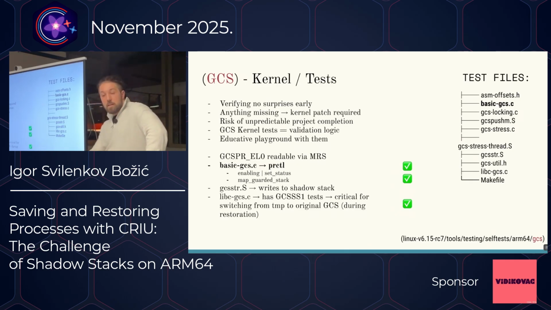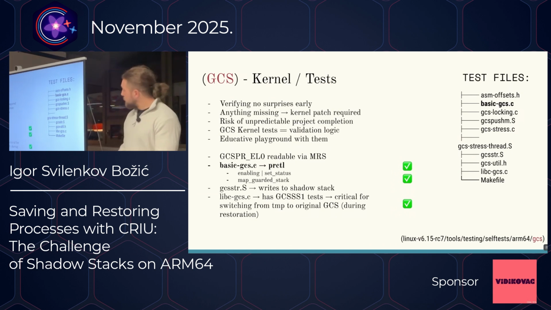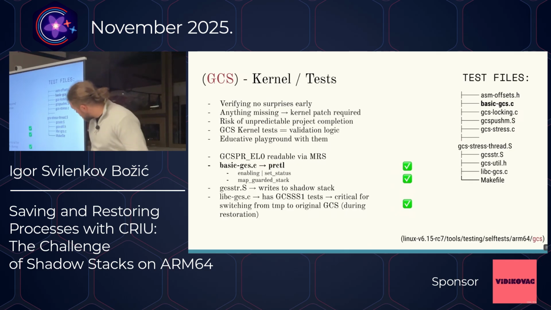And this was scary because any failure here means project dead. And no one wanted that. No one benefited from that, neither CRIU nor me nor the mentors. And what helped really here were the self-tests. You can find them in the source code of the kernel.